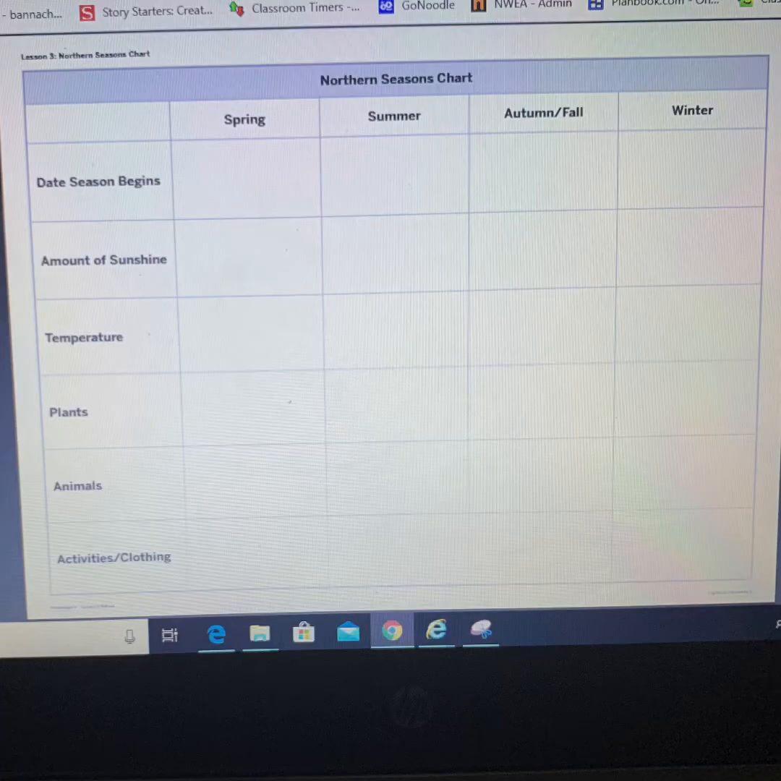Today we're going to be filling in part of this chart about the northern seasons. So we're going to be looking at the date the season begins in the northern hemisphere, the amount of sunshine, and the relative temperature. Don't worry, I'll fill it in with you. You just need to watch.